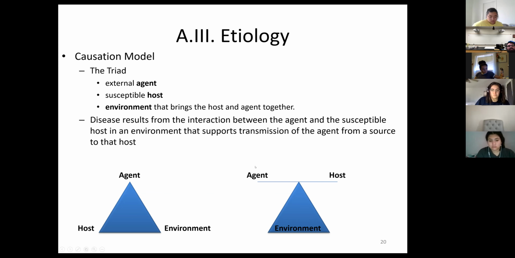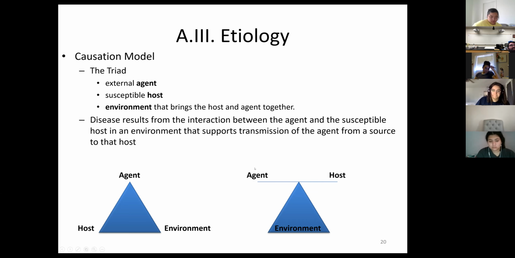and depending on which of the two, the agent or the host, is stronger, one will prevail and one will not. So, for example, if the host has a strong immunity, in this case the agent won't really do anything to you, or if the agent is extremely pathogenic or virulent, for example, the host will usually succumb. But again, without the environment, this is not possible.